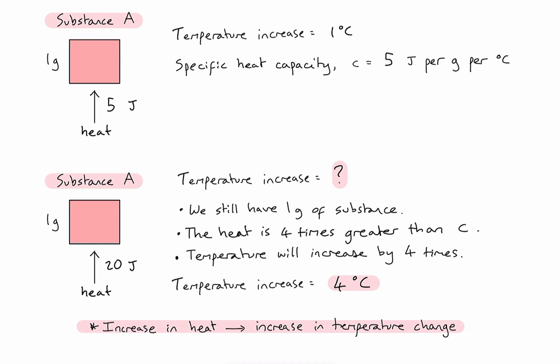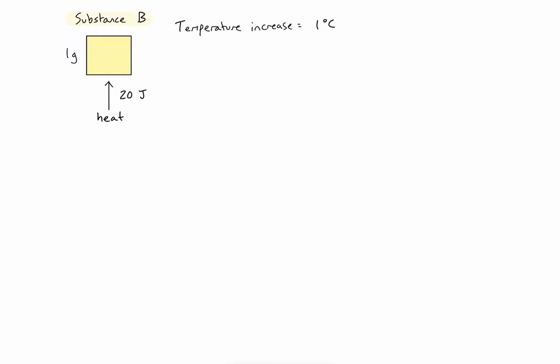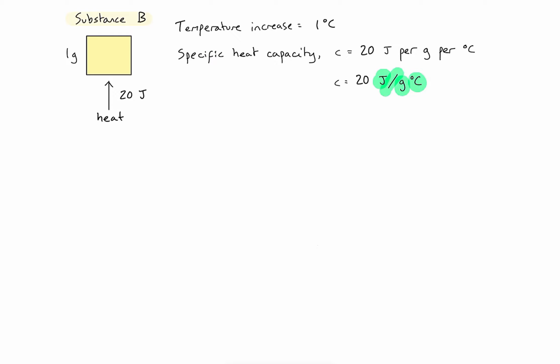Let's have a look at substance B. So for substance B, we know that it required 20 joules of energy to heat up 1 gram by 1 degree centigrade. So in this case, the specific heat capacity of substance B must be 20 joules per gram per Kelvin. And I can write this in a slightly different manner. There we go, the slash just means per. So I've got joules per gram and degree centigrade.